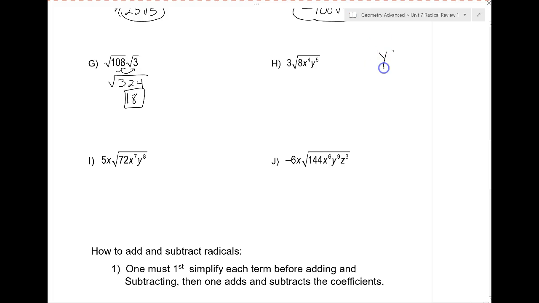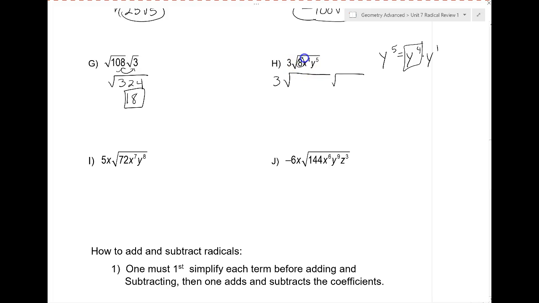Because do you guys agree with me, if I get y to the 5th, that's the same thing as y to the 4th times y to the 1st. And y to the 4th ends up being a perfect square. So that's how we're going to use factoring to help us out here. So just like before, I'm going to have my two radicals. My radical in the middle, 3 times the square root, those are my perfect square numbers.